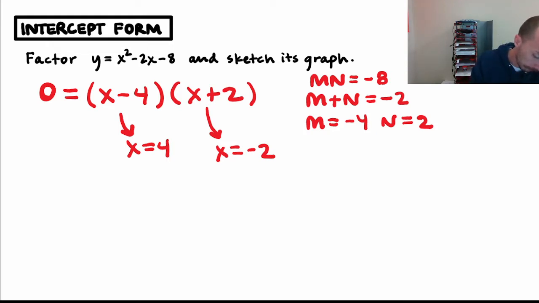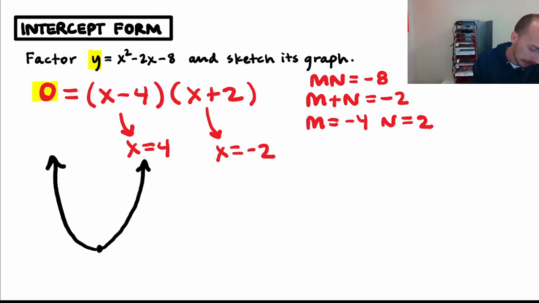So what we're seeing is that the factored form is good for finding x-intercepts, and that's because it's good for finding where y is equal to 0. If I wanted to sketch the graph of this parabola, y equals positive x squared, we know that's going to open up. So I'm just going to put in a vertex, let it open up, and then draw in an x-axis. I know I've got two x-intercepts because I just solved for them, and I'm going to label them: x equals -2 and x equals +4.